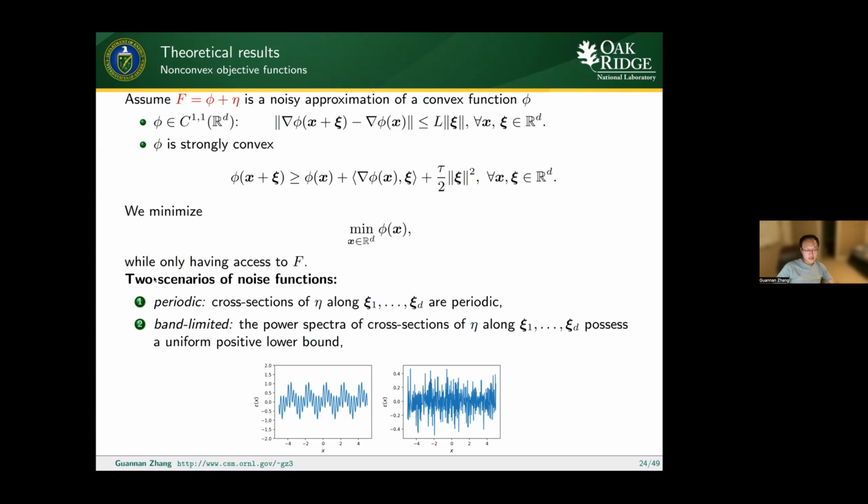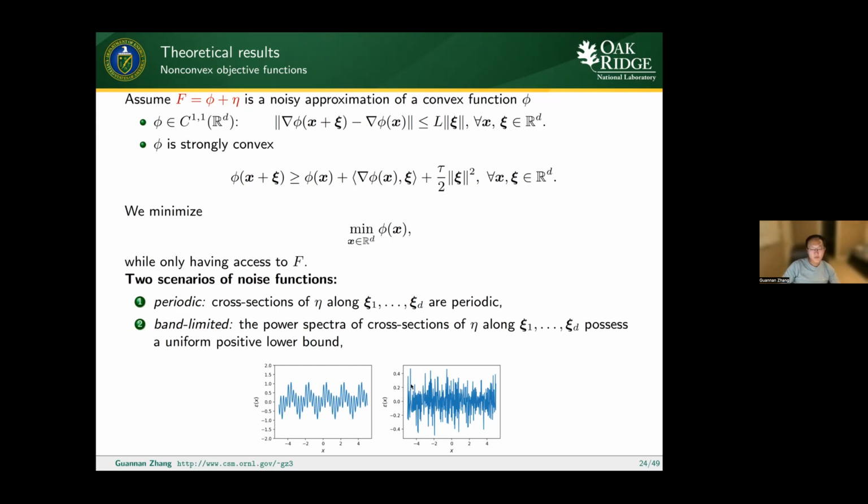And we consider two scenarios for the noise function. The first one is that we assume the noise is periodic. And the second one is that we assume the noise is band limited. Basically, band limited means if you expand the noise using a Fourier series, you have a lower bound on the frequency. In terms of optimization, higher frequency noise is usually easier to deal with. What causes problems is the low frequency noise or perturbation.